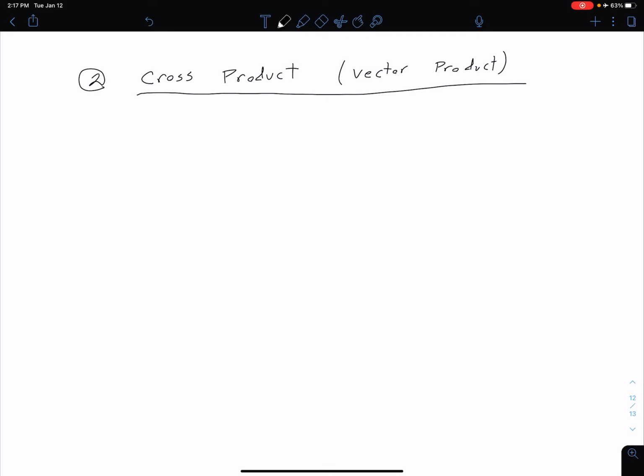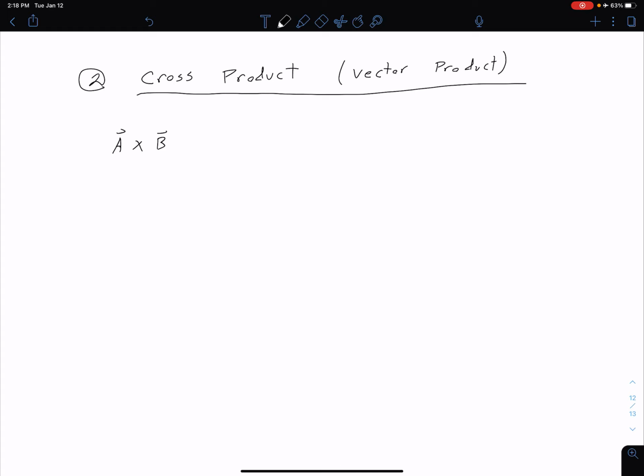The next type of vector multiplication we're going to talk about is the cross product, also sometimes called the vector product. As the name indicates, our result from this type of vector multiplication is going to be a vector. This is going to be the second type of vector multiplication that we're going to commonly use. So let me go ahead and write our equation here. It's going to be A cross B.